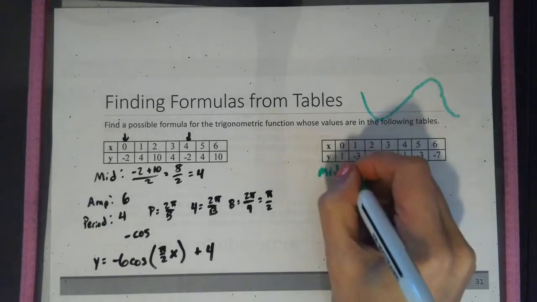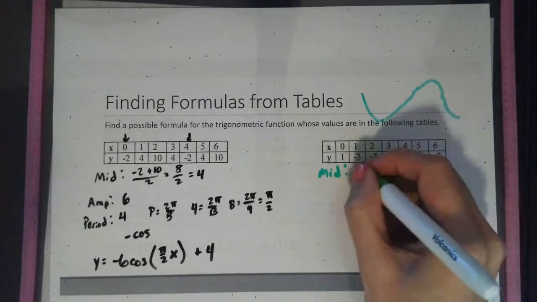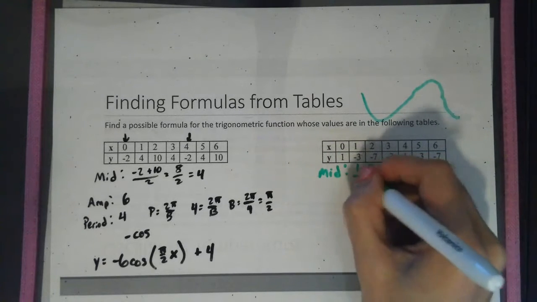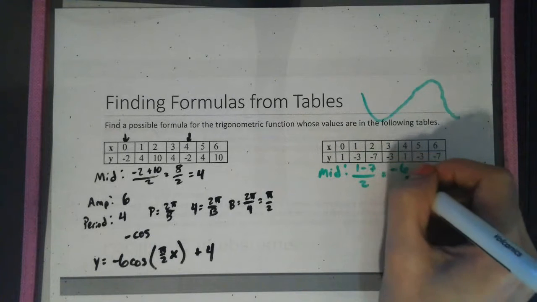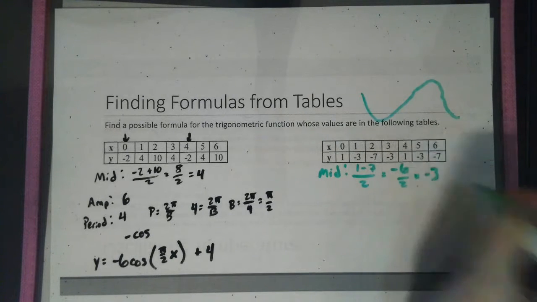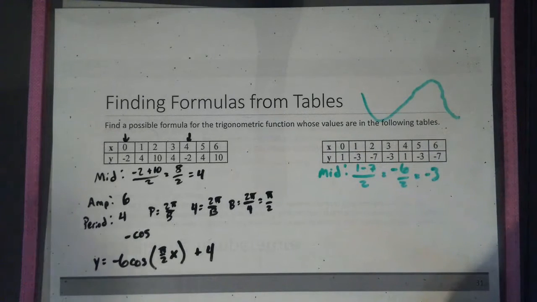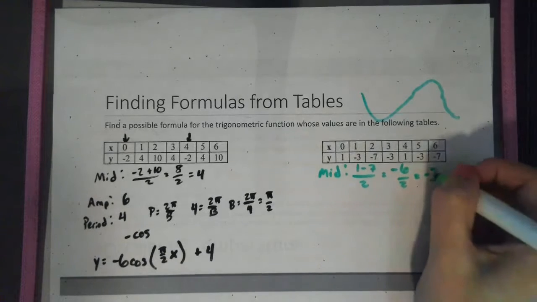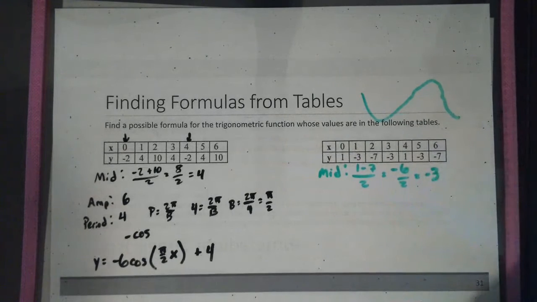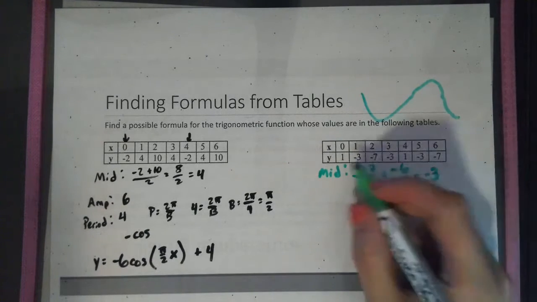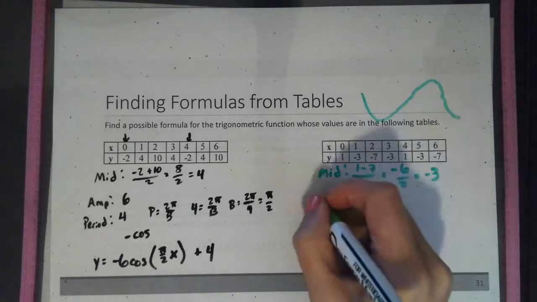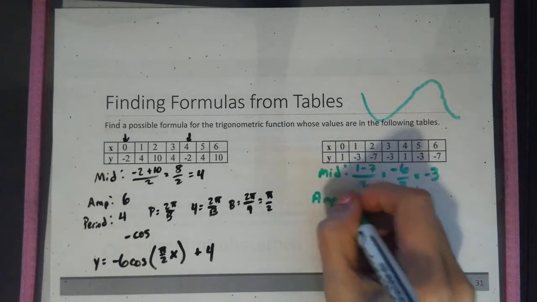For our midline, we can average our highest and lowest. So 1 plus -7 over 2, -6 over 2, is -3. Bet you couldn't have guessed that from the table. So our midline's at -3. The distance from our midline to the highest point, -3 to 1, is going to be 4 for our amplitude.